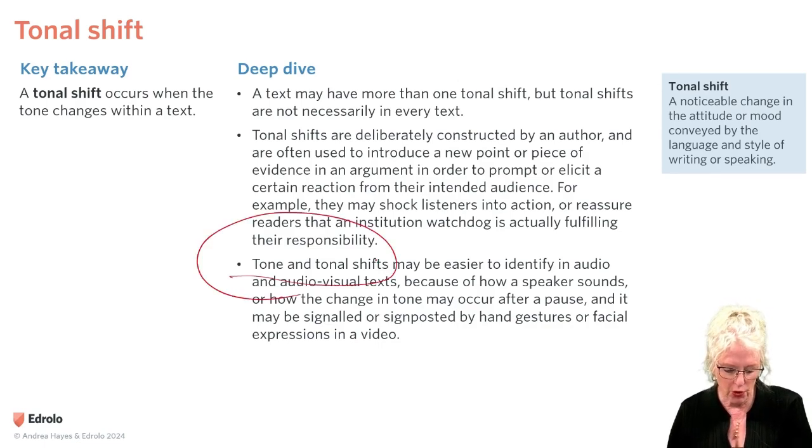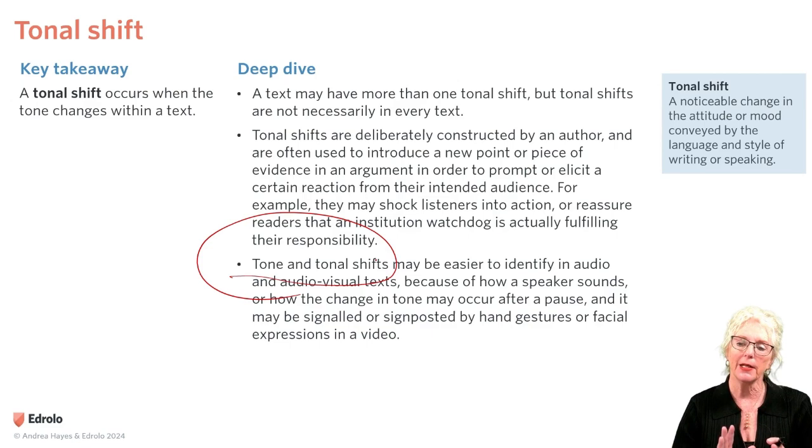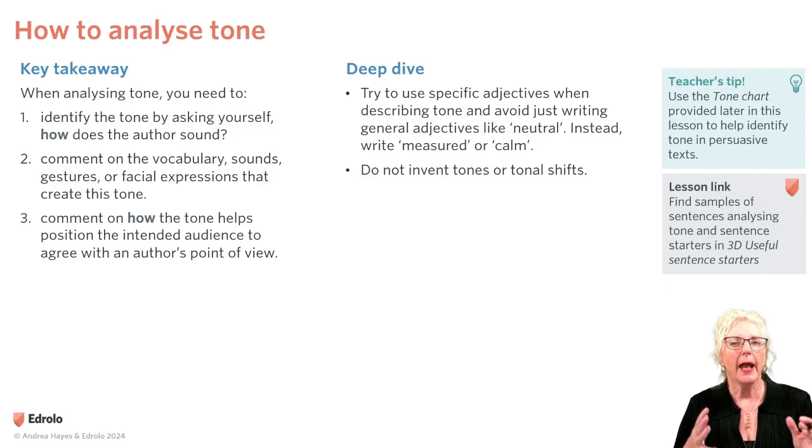Tone and tonal shifts may be easier to identify in audio and audio-visual text because of how the speaker sounds, or how the change in tone comes after a pause, or it may be signalled or signposted by hand gestures or facial expressions in a video. How do we analyse tone?